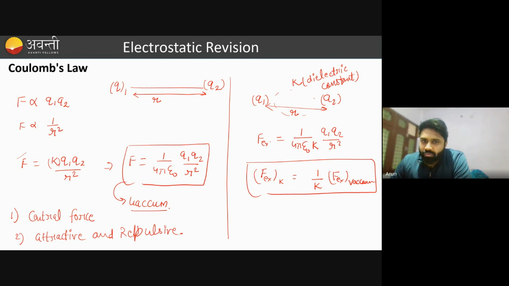So we know that the force experienced by the charge will become 1 upon 4 pi epsilon naught K Q1 Q2 by R square. Similarly, if you compare it with the force in vacuum, you will get 1 by K times the force in vacuum. Do not confuse this K with that K. These are different. If you talk about the properties of this force, this is the central force. It can be both attractive and repulsive. Coulomb's law is only applicable for bodies which have a point charge distribution.